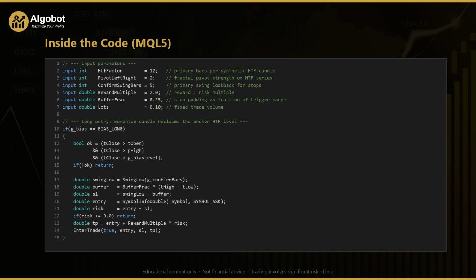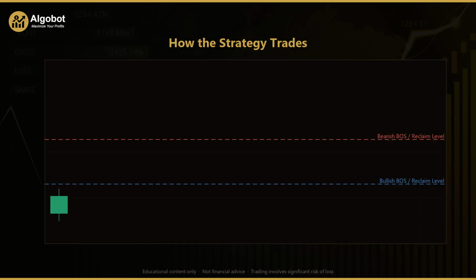The short side, which we're not showing here, is the exact mirror of this logic using the bid price and a swing high. Let's bring it together on the chart and watch how the strategy uses market structure rather than any indicator. Early on, price is trading just beneath a higher time frame swing high, drawn here as the blue dashed reclaim level. Notice the small pullback candles forming the setup. Then a strong bullish candle pushes up and closes above both the previous candle's high and that blue reclaim level. That is the break of structure being confirmed on the lower tier, and the buy entry fires right there.